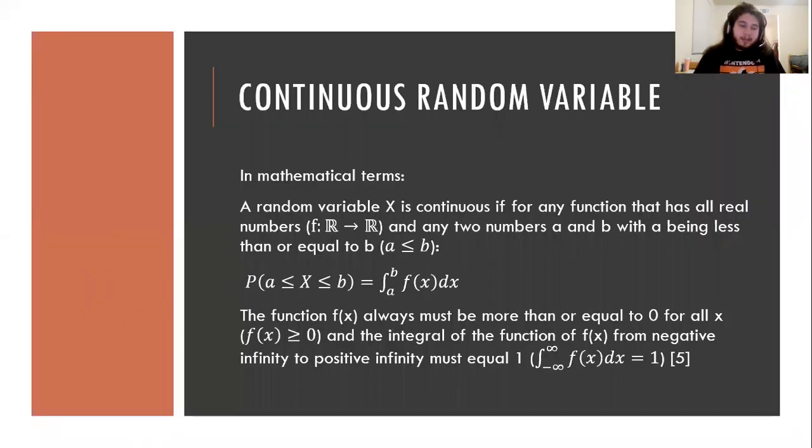The other variable type is the continuous random variable. In mathematical terms, a random variable X is continuous if for any function f that has all real numbers and any two numbers a and b, with a being less than or equal to b, the probability of a being less than or equal to X being less than or equal to b is equal to the integral from a to b of f of x dx. The function f of x must always be more than or equal to 0 for all of x, and the integral of f of x from negative infinity to positive infinity must equal 1.